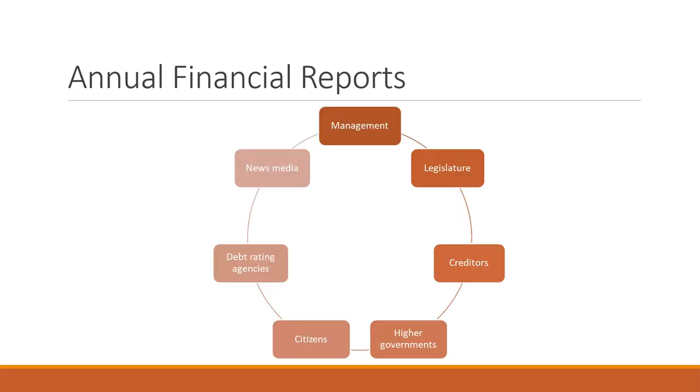Okay. Then we have our annual financial reports. So annual financial reports are used by the same people who might read interim reports. So we have the people within our government that are looking at them, so the management and the legislature within our government. We might owe money to creditors, and so we might have a current outstanding bond issue. We might be wanting to think about another bond issue. They're going to have interest in our financial statements.